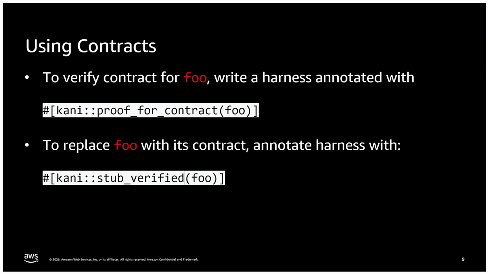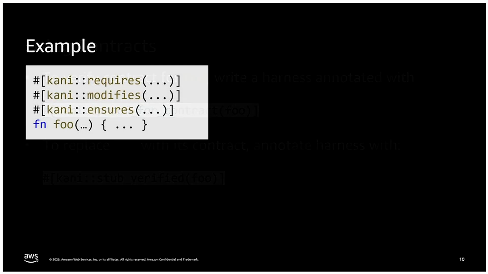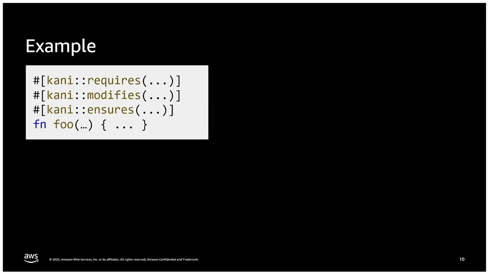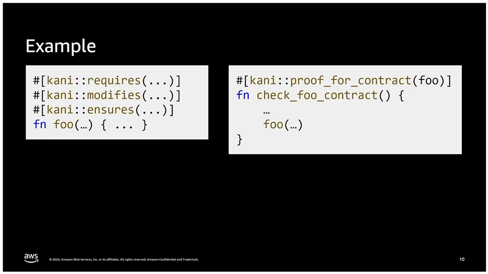And once we verify the contract, if you want to use this contract, we have this annotation called Kani stub verified. So let's go through a quick overview, an example. Essentially, if you have a function foo that is annotated with its contract, requires, modifies, and ensures, then if you want to verify this contract actually holds, you write a harness, which you can call whatever you want.